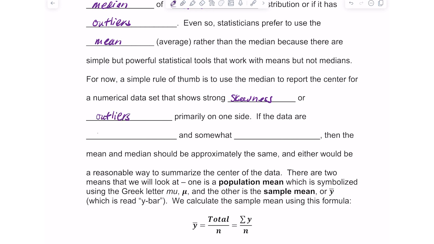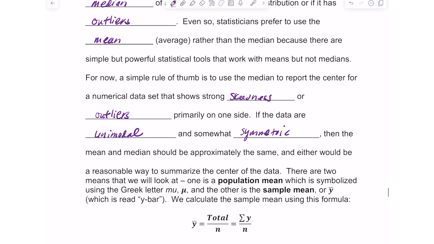If the data are unimodal and somewhat symmetric, then the mean and median should be approximately the same or equal to each other, and either would be okay to summarize the center of the data. Okay, so remember, mean and median are used for measures of center.